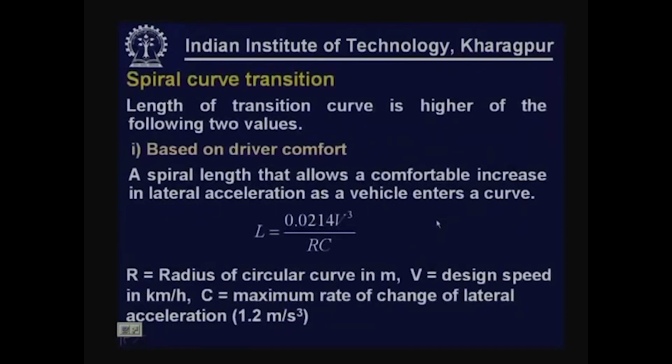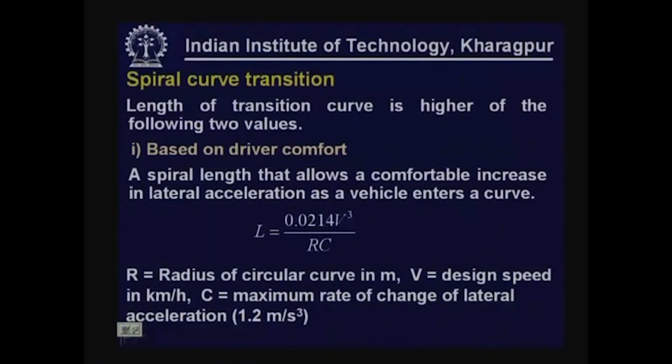Now, that completes our discussion about tangent to curve transition. We have discussed what should be the minimum length of superelevation runoff, what should be the minimum length of tangent runout, and the location, how to distribute the superelevation runoff length between the tangent length and the length of the circular curve. Now, let us talk about the spiral curve transition.